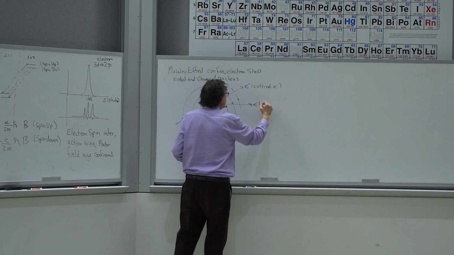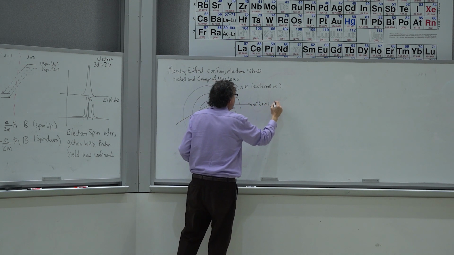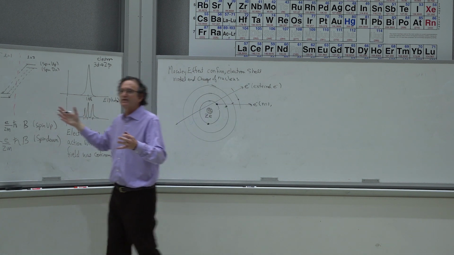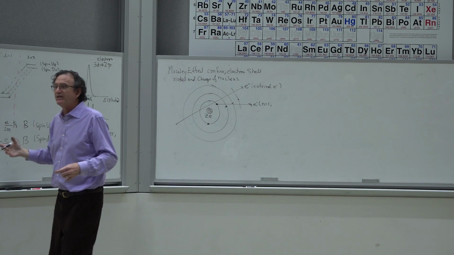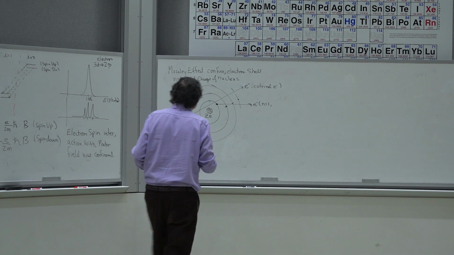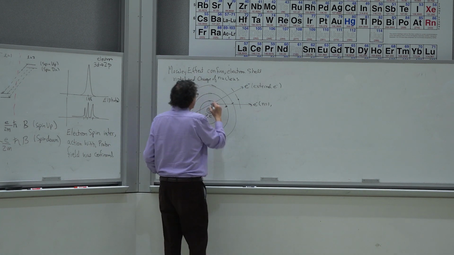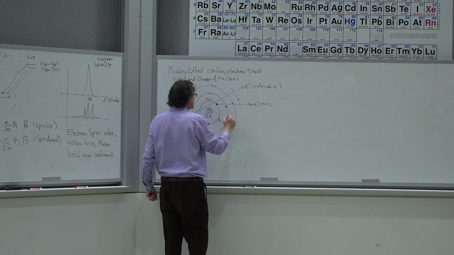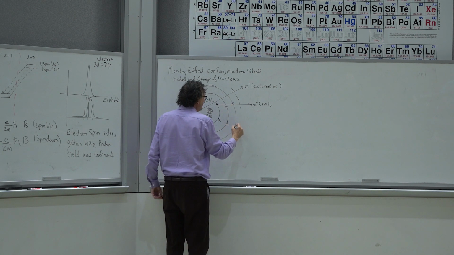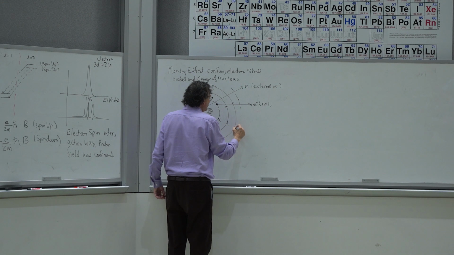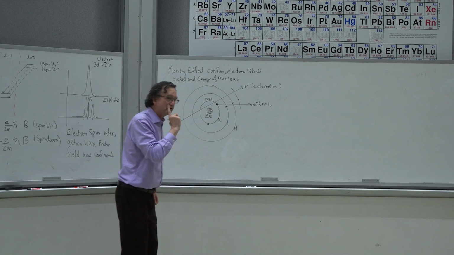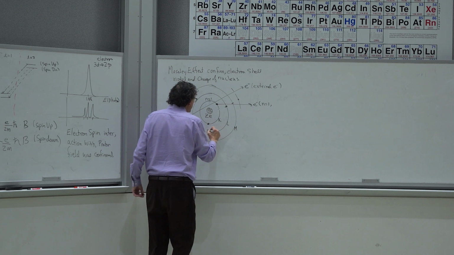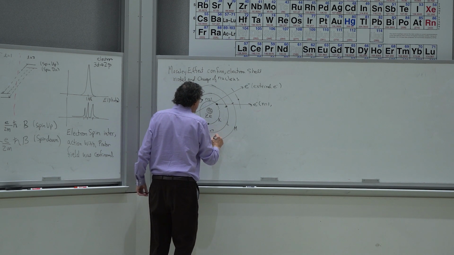And this is from n equals 1. And by the way, for historical reasons, just like we have SPDF for the angular momentum, we have KLMN for the n value. So n equals 1 is called the K shell. The n equals 2 is called the L shell. The n equals 3 is called the M shell. Okay? So different notations, same physics.